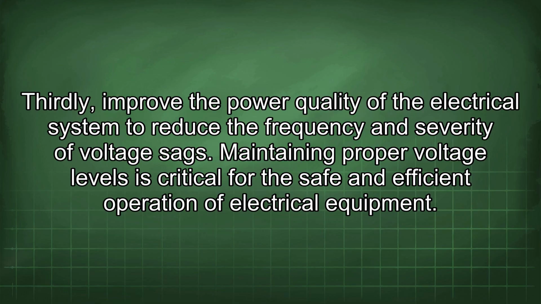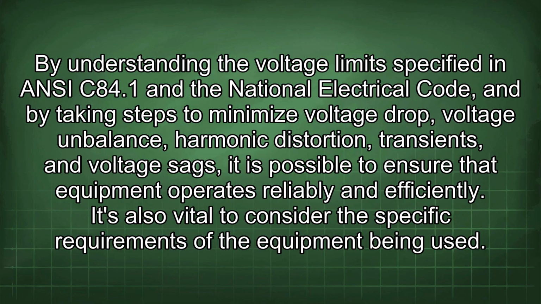Maintaining proper voltage levels is critical for the safe and efficient operation of electrical equipment. By understanding the voltage limits specified in ANSI C84.1 and the National Electrical Code, and by taking steps to minimize voltage drop, voltage imbalance, harmonic distortion, transients, and voltage sags, it is possible to ensure that equipment operates reliably and efficiently. It's also vital to consider the specific requirements of the equipment being used.